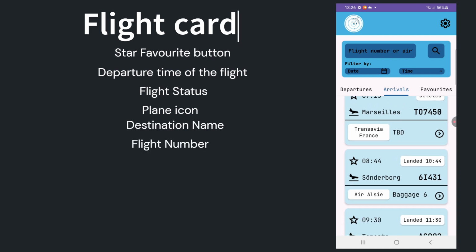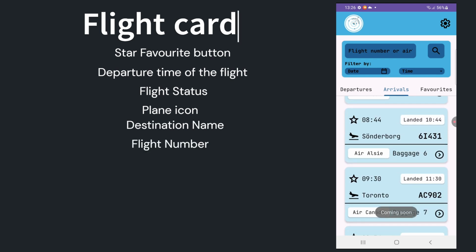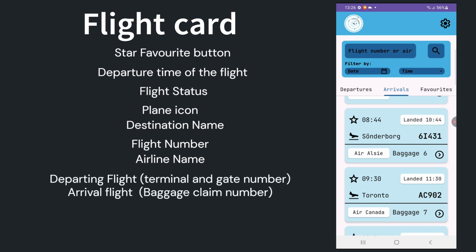Below that is the airline name, as well as, if it's a departure flight, the terminal and gate numbers, and if it's an arrival flight, the baggage claim number. There is also an arrow button shown for more detailed flight information to be viewed.